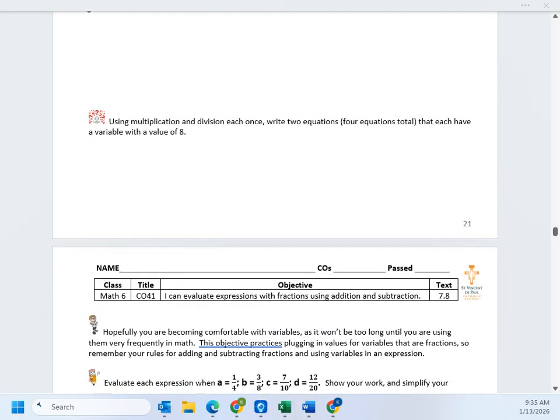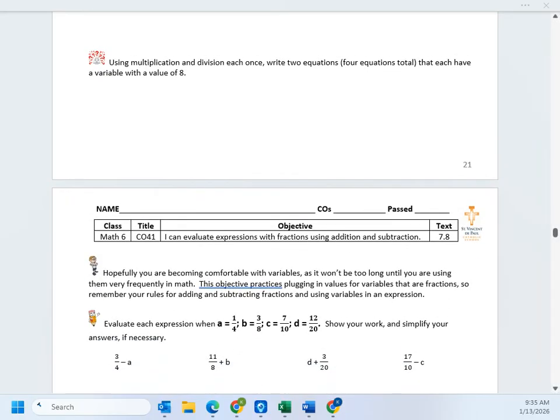On the bottom, it says using multiplication and division each once, write 2 equations. So 4 equations total that each have a variable with a value of 8. Just like with our adding and subtracting, that variable needs to be in the equation. So if the value is 8, I am going to multiply with the 8 or divide with that 8. I'm going to write two different equations, one time multiplying it, one time dividing it.